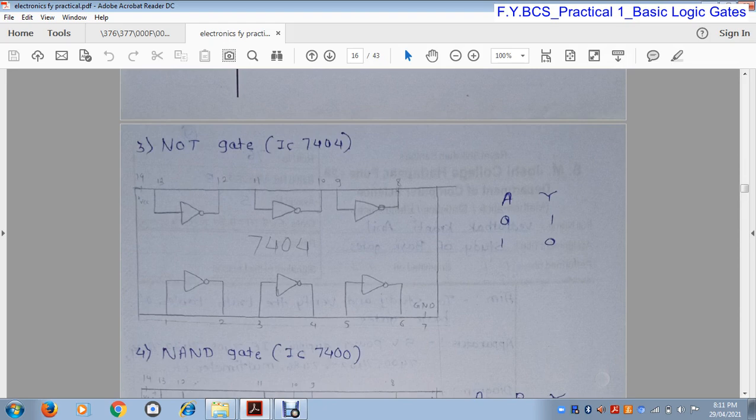So this is the truth table of the NOT gate. The function of the NOT gate is to invert the input. Suppose the input is 0, then it generates the output 1. It just inverts the input. Similarly, when the input is 1, the output is 0. So it generates the opposite output to the input. If the input is low, it produces high output, and if the input is high, it produces low output.